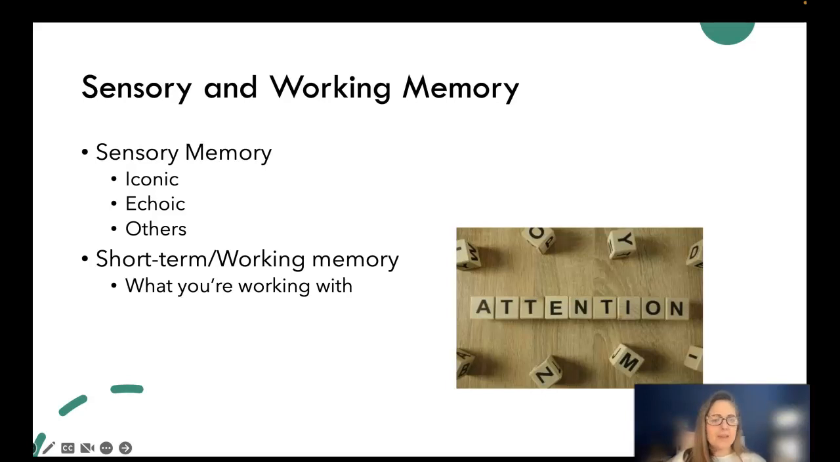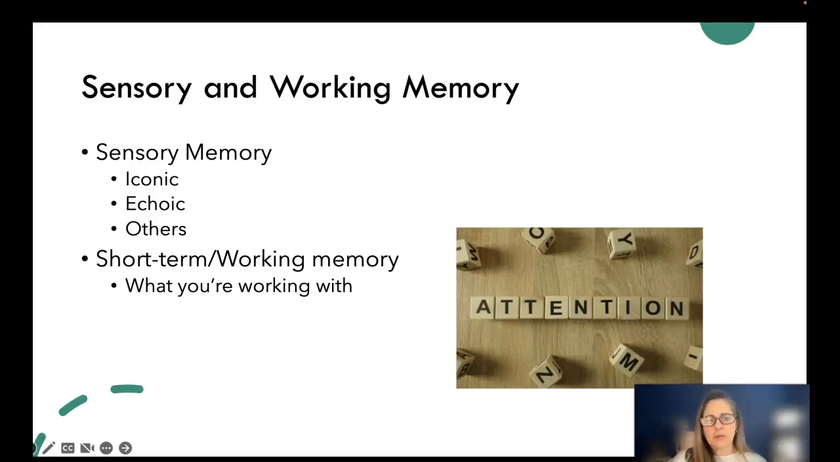And so the second lesson of memory today is that in order to get it, you have to attend to it. So attention is really important. Attention is key. So that next part of the memory process is, of course, short-term or working memory.